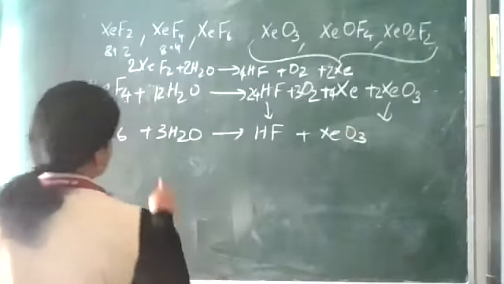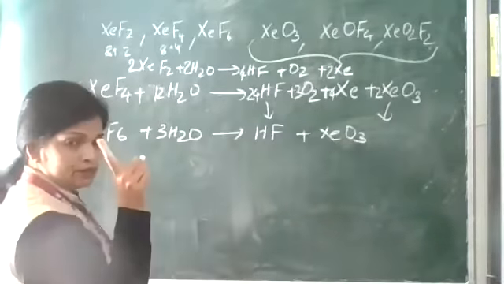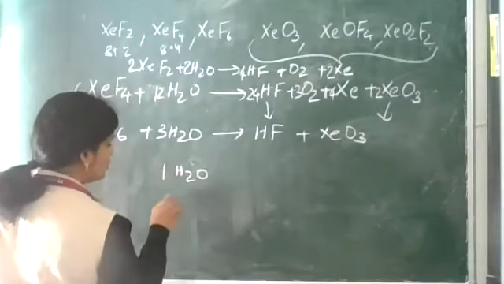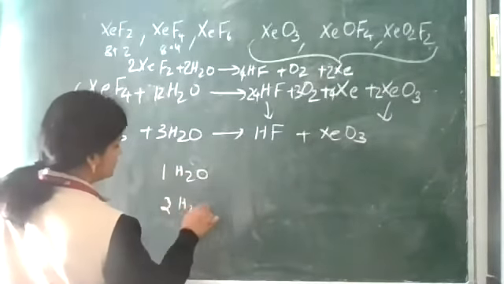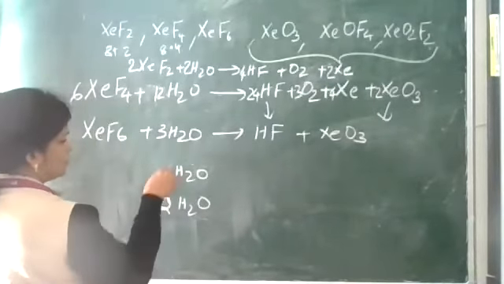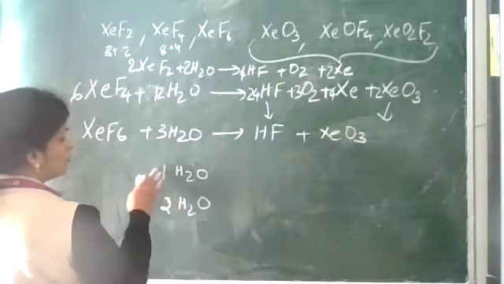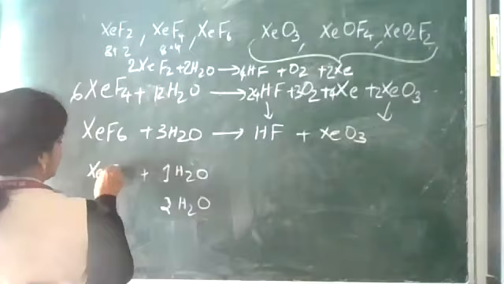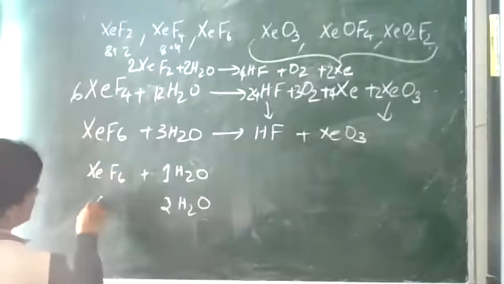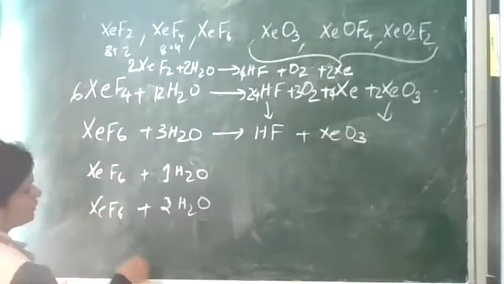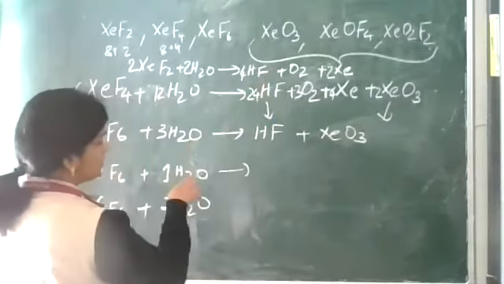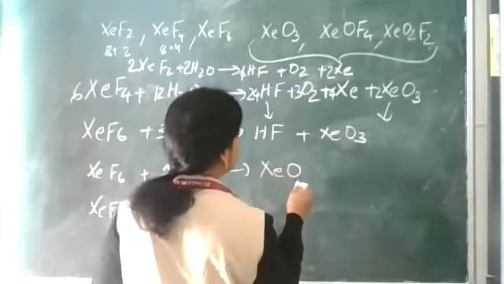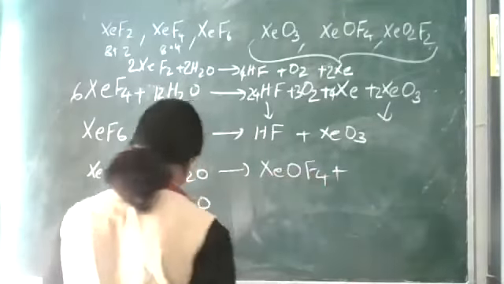XeO3. But instead of three water, that was complete hydrolysis; now partial hydrolysis, one water or two water. Instead of three water, I am partially doing one water and two water with XeF6. XeF6 plus one water, XeF6 plus two water. Accordingly, one water has one oxygen, so that will be XeOF4 and HF.